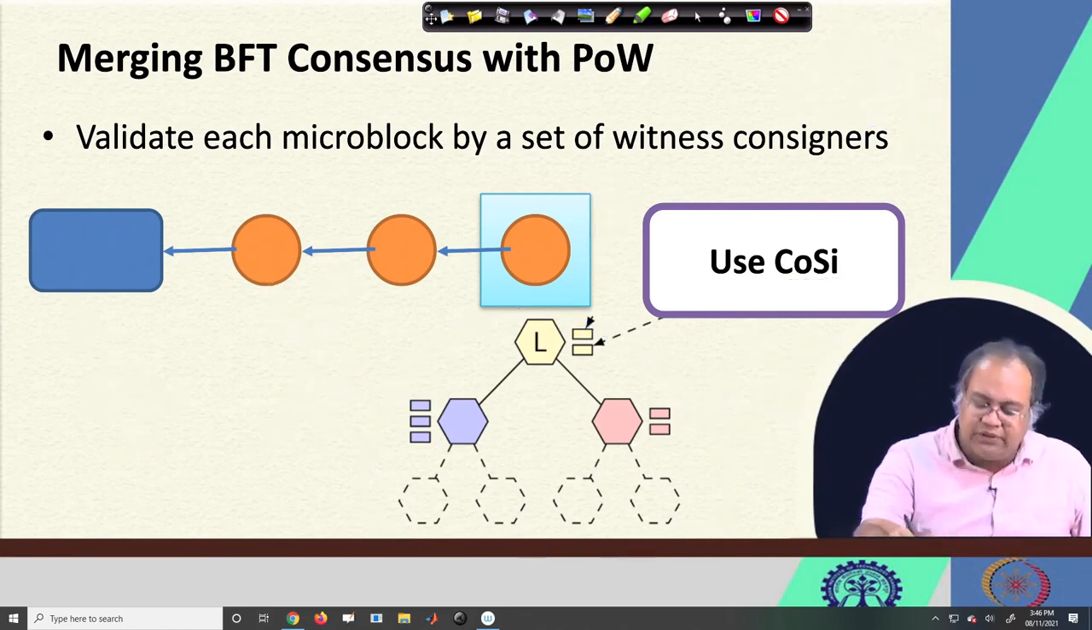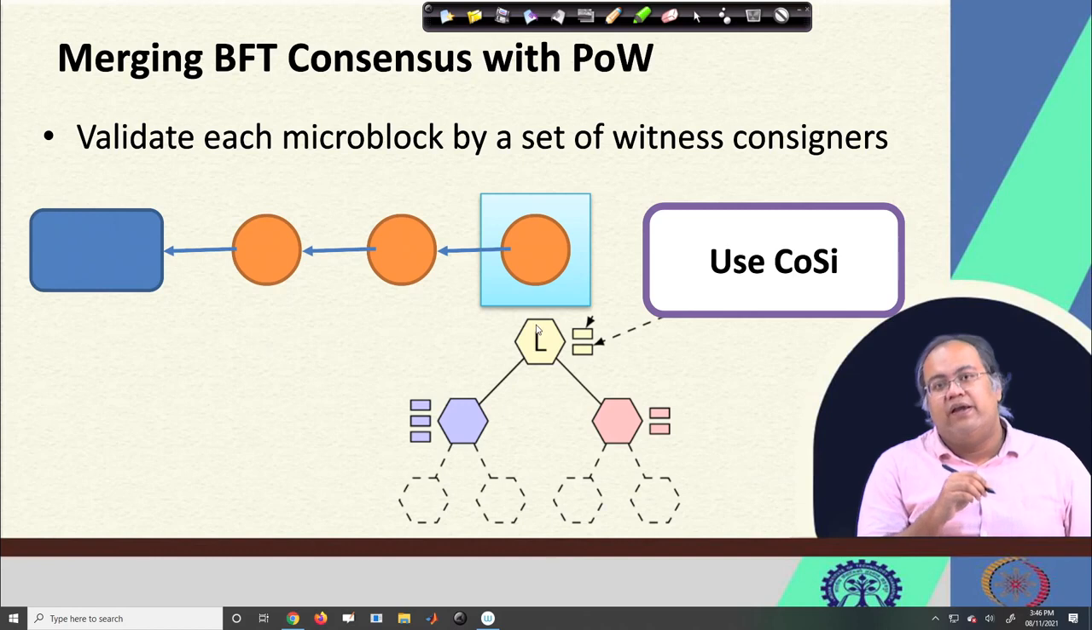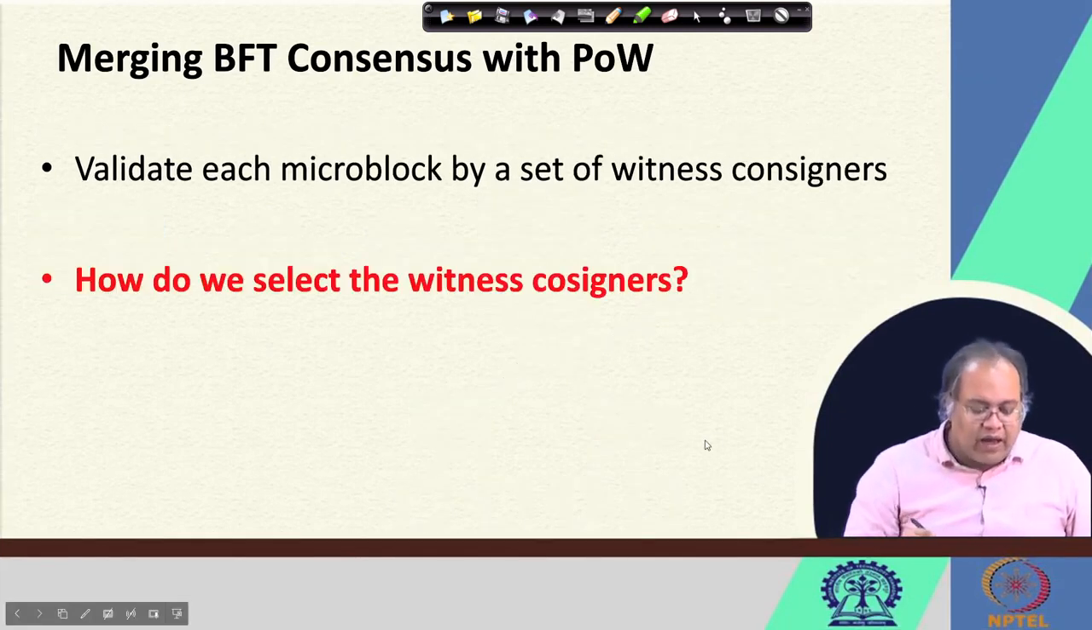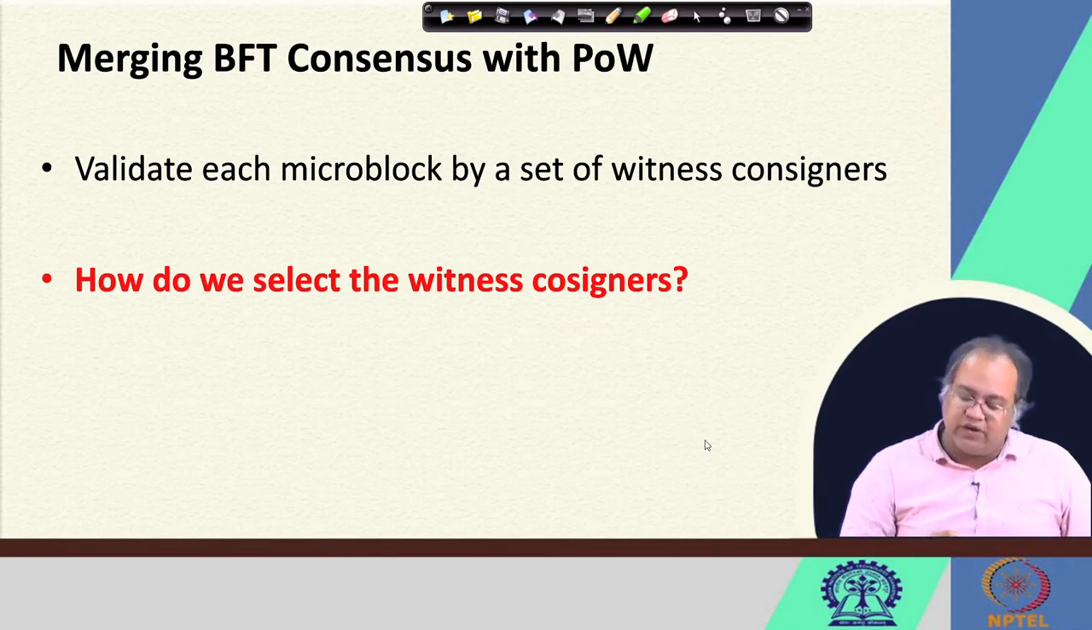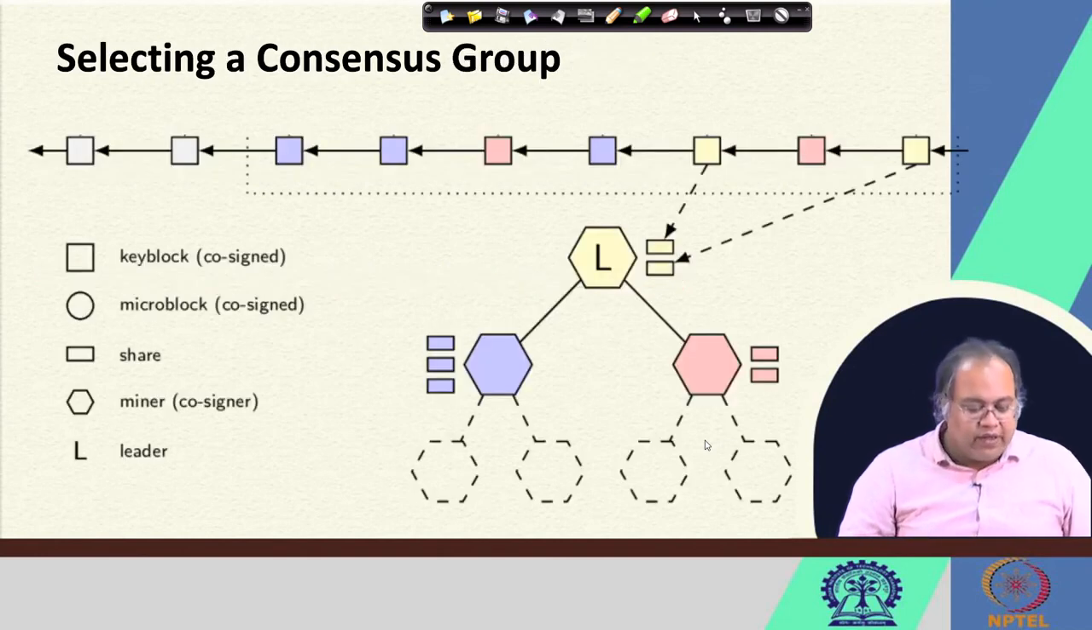But the question comes: how am I going to find out who is going to be part of this verification group, or the trustee group, or the witness cosigner group, whatever name you give it? So, we validate each microblock by a set of witness cosigners, but our question is how we select these witness cosigners and create this trustee group or consensus group. So, what we do is select them from the miners.